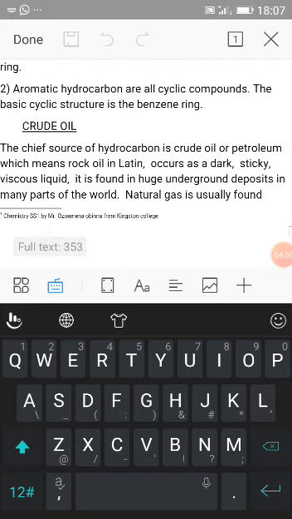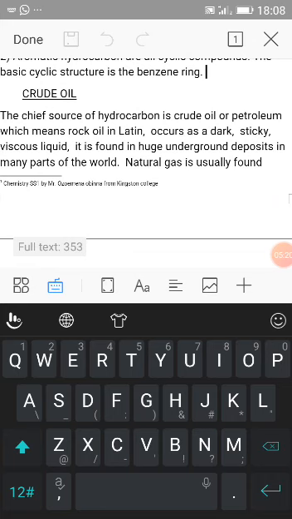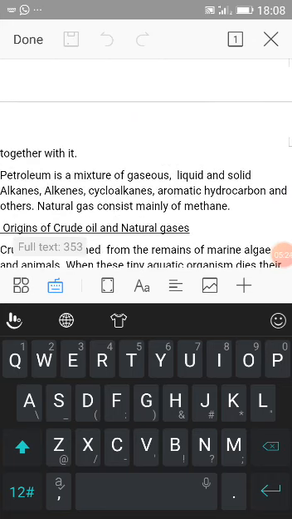Crude oil. Now the chief source of hydrocarbon is crude oil or petroleum. It means rock oil in Latin. Crude oil, those from the east you would have seen is elacu, that's the crude oil, is a dark, sticky, viscous liquid which is found in huge underground deposits in many parts of the world. Natural gas is always found together with crude oil.